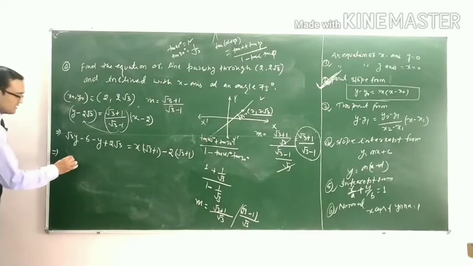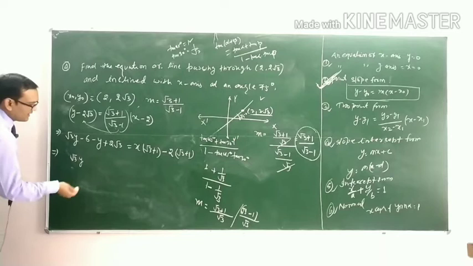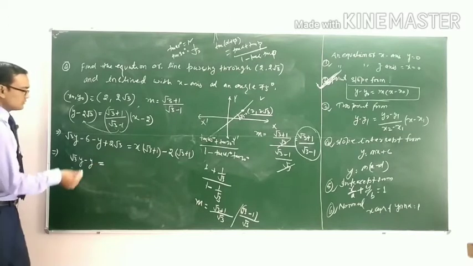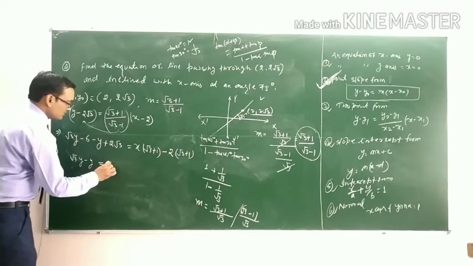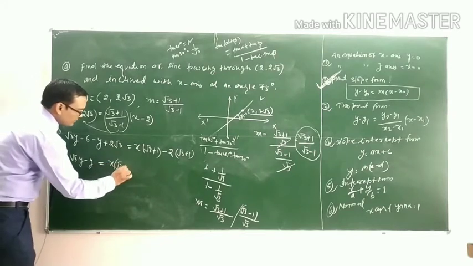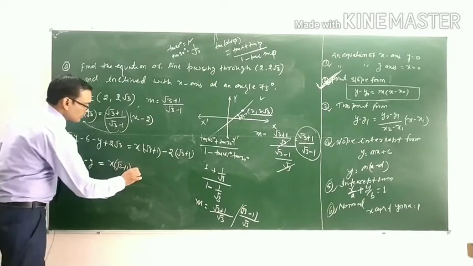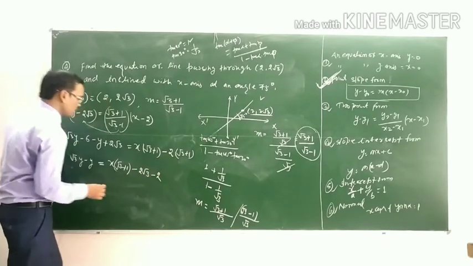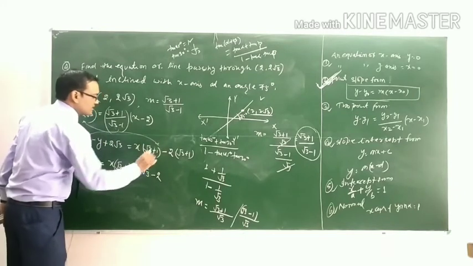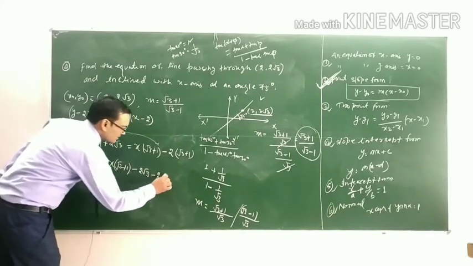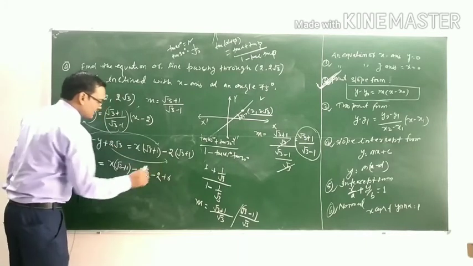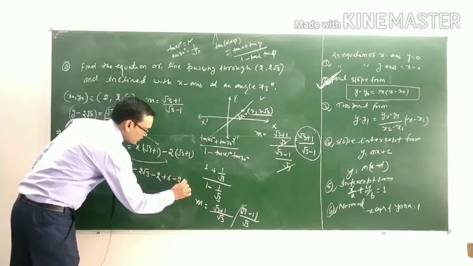Okay students, this implies that square root 3 y minus y is equal to x square root 3 plus 1 minus 2 square root 3 and minus 2 and minus 6. We transfer to the right hand side, plus 6 and plus 2 root 3 is a transfer in the right hand side, minus 2 root 3.